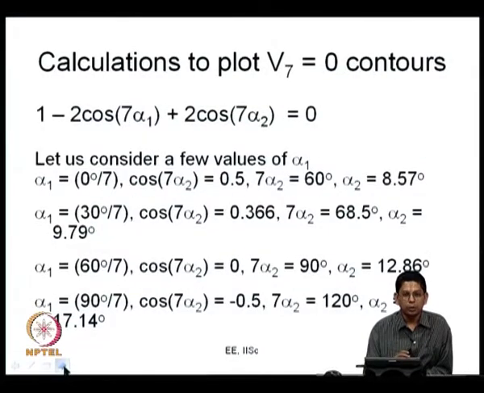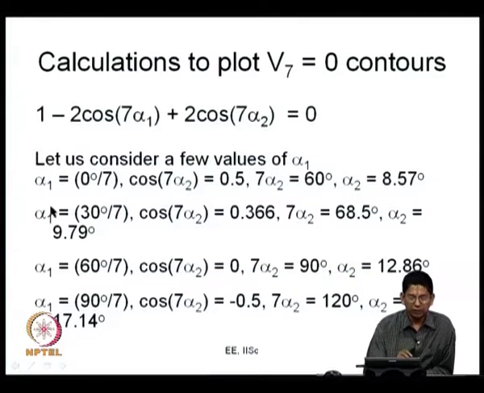If you follow a very similar kind of approach that we followed earlier, we can calculate and plot the V 7 is equal to 0 contour. So, how do we do that? The same way, you take 1 minus 2 cos 7 alpha 1 plus 2 cos 7 alpha 2 equal to 0, and feed values of alpha 1 and try to find out what the corresponding values of alpha 2 are.